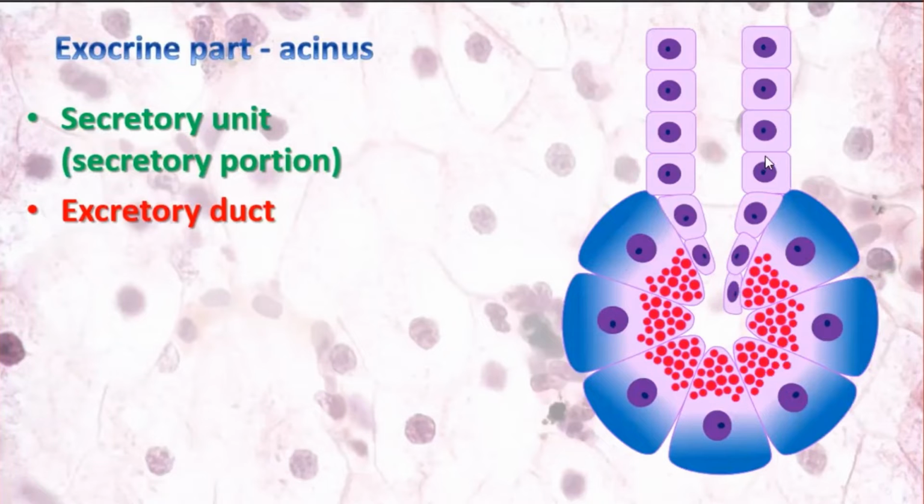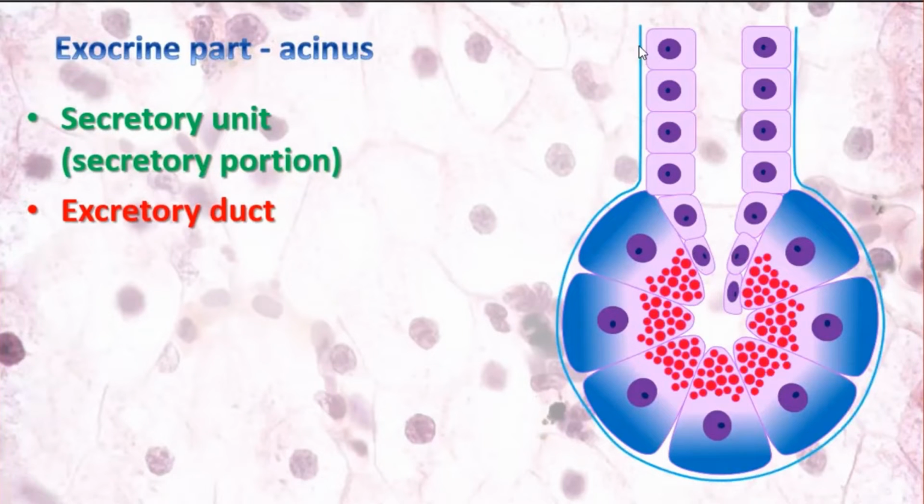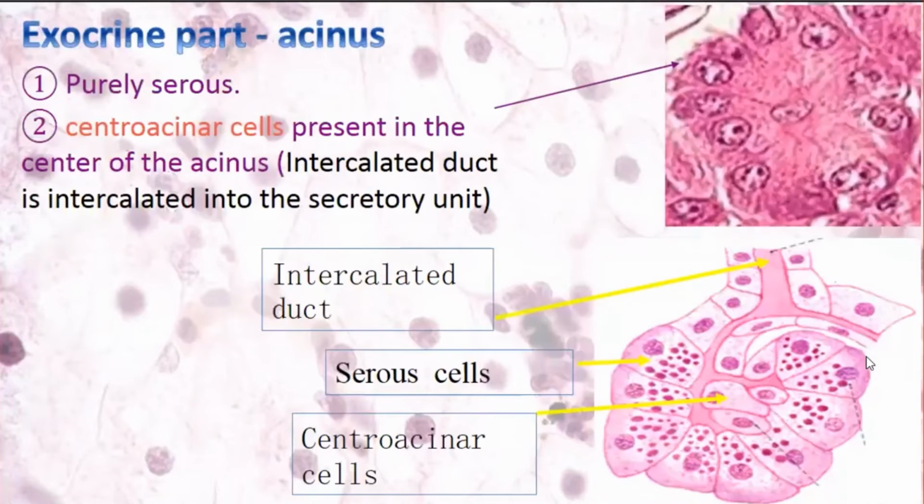And it's called intercalated because it's intercalated usually in the secretory unit. And some cells of this intercalated duct, which are located inside the secretory unit, they are called centroacinar cells because they are located in the center of the acinus. So there are centroacinar cells. Usually they are the stem cells which provide regeneration. Also we have here basal membrane because those cells are epithelial cells, and also we have connective tissue which surrounds the secretory unit.